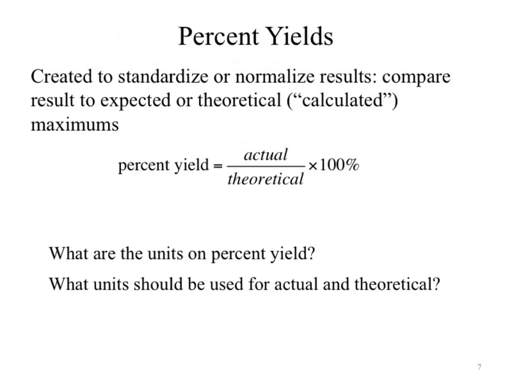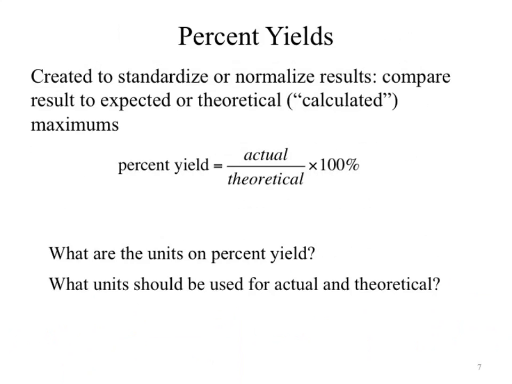Your actual yield is an experimental value. It is something that you would find in lab. On the test, where would you find the actual yield? It's given to you. Say we yielded 5 grams of gold. That gives you that value.